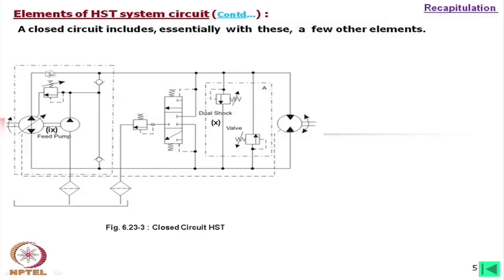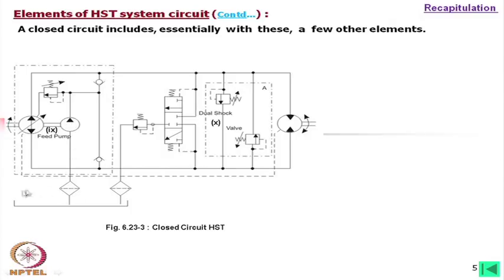Now, if we look into the circuit, then we will find many things inside. What are these? There will be leakages in any hydraulic components, we cannot avoid that. Now, this leakage has to be compensated, and for that we need a feed pump. This feed pump is only compensating the leakage flow. So, the capacity of this pump, both pressure-wise and flow-wise, is very small. And it is usually connected to the main pump also, through the same shaft.